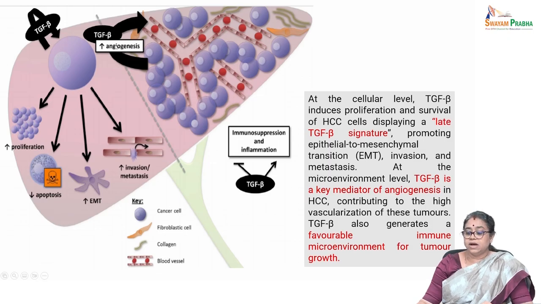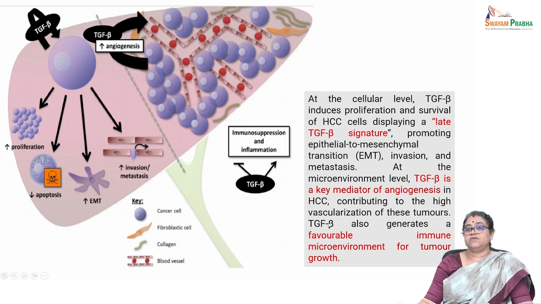So, at the cellular level, TGF-beta is inducing proliferation and survival of the HCC cells displaying a late TGF-beta signature, promoting EMT, invasion and metastasis. At the microenvironment level, TGF-beta is basically a key mediator of angiogenesis in hepatocellular carcinoma, contributing to a high vascularization of these tumors.